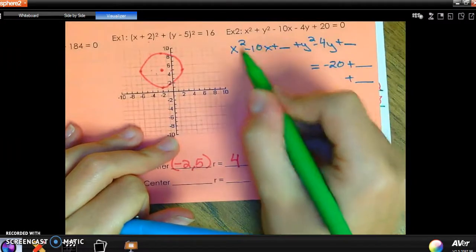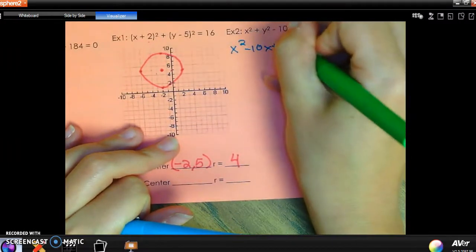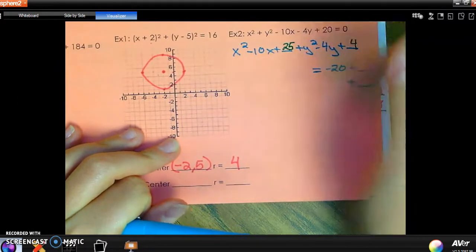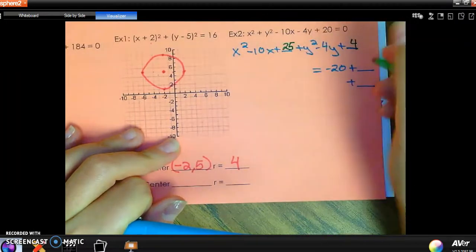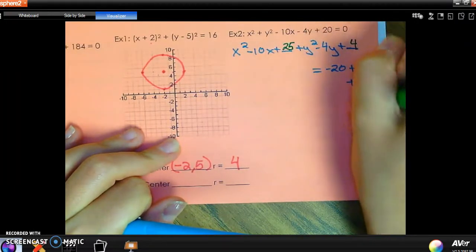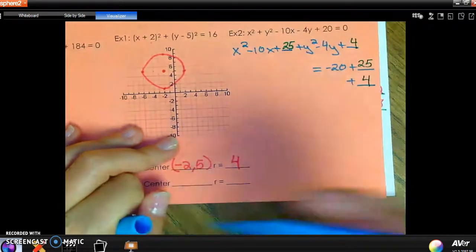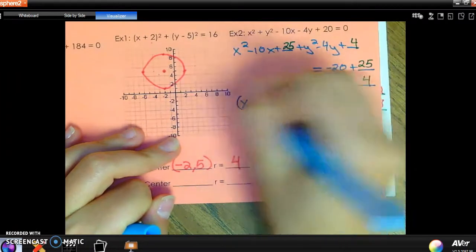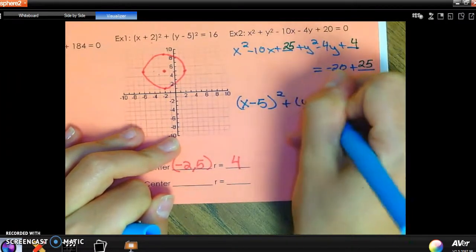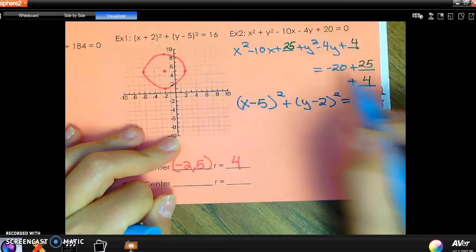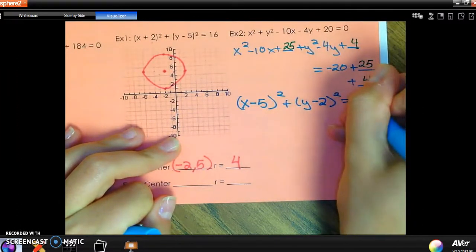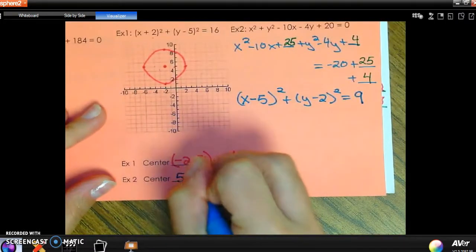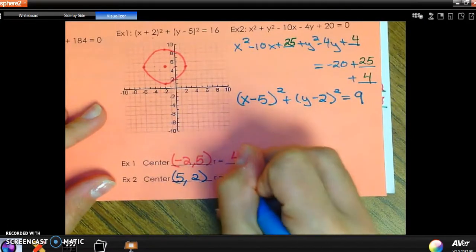Remember, to fill in the blank, you take half of this number, which is 5, then square it, so you get a 25 there. Then you take half of that number, which is 2, and square it, and you get a 4. I don't have to worry about any coefficients this time, so I just write a 25 and a 4 right there. And now I clean it up. So this ends up to be x minus 5 quantity squared plus y minus 2 quantity squared equals, so that gives me 5 plus 4 is 9. So this circle has a center at 5, 2, and the radius is 3.